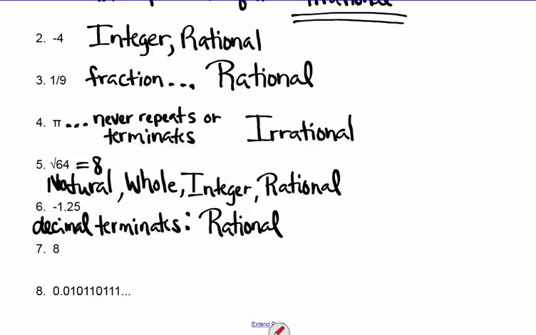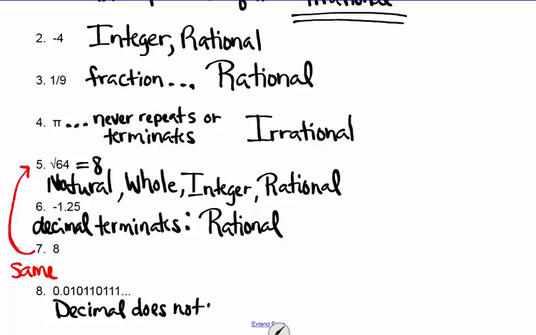Number 7 is 8, and you'll see that number 7 is exactly the same as number 5 when we simplify it. So it has the same subsets. The last one, number 8, is the decimal 0.010110111, and that is a decimal that does not repeat or terminate. It just goes on forever and ever. So it is irrational.